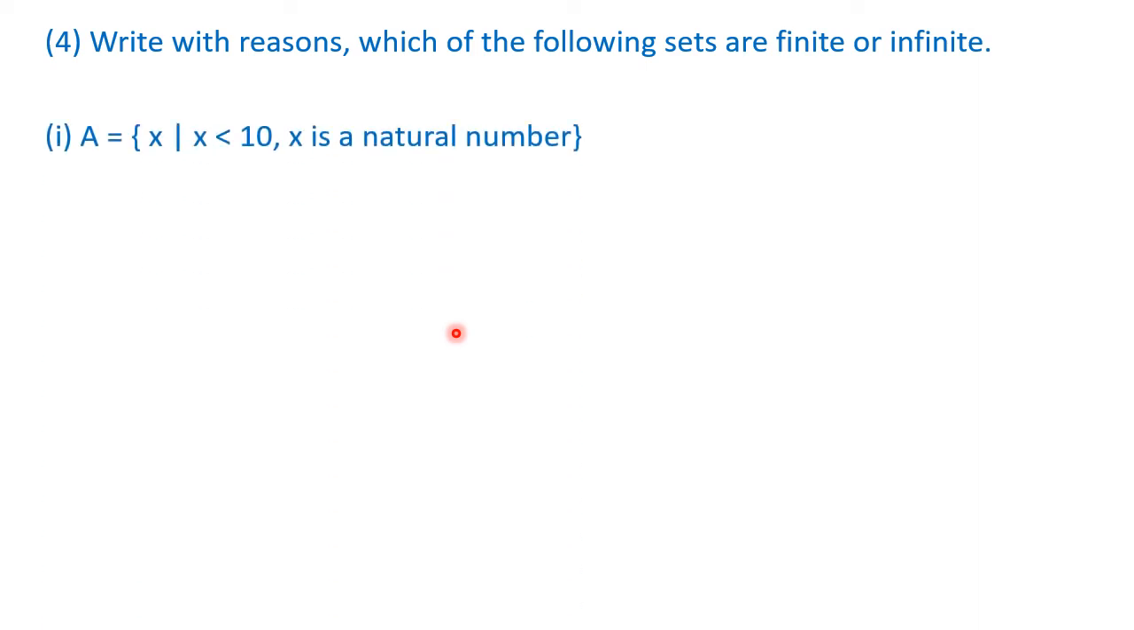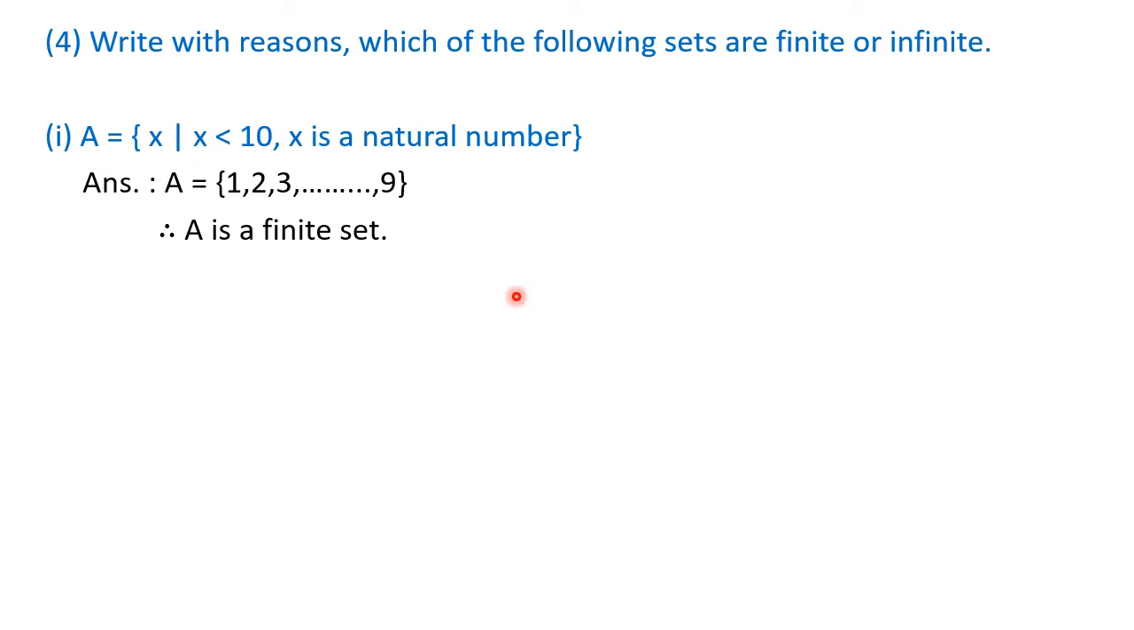First one here, A is a set of all x such that x is less than 10 and x is a natural number. So this is given in rule method, convert it to the list method. X is less than 10, so I have to write down the natural numbers less than 10. That means up to 9. So I can write this set A as 1, 2, 3 and so on up to 9. So see here, I know that there are 9 elements. The elements are countable. So I can say that it is a finite set.